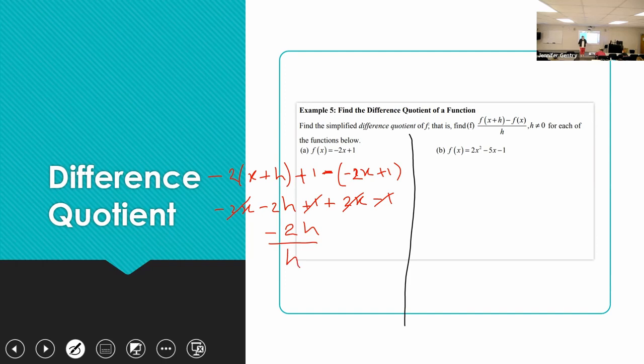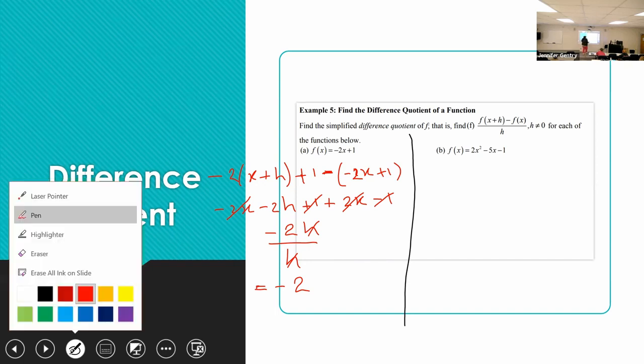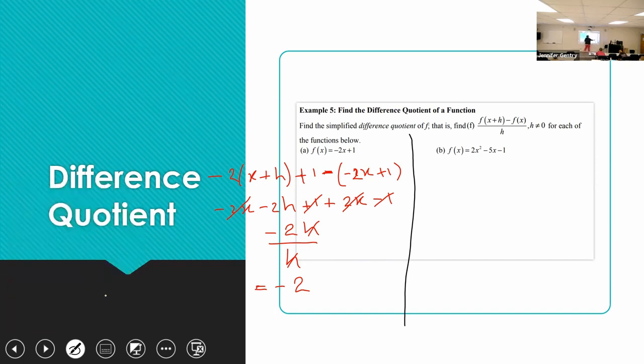Now what can I do? -2h over h. Cancel out the h's. Okay? So what's my answer? -2. All that for finding -2. Does that make sense? Yes. All we did is everything that we just did before, we plugged it into that formula with whatever it gave us. Okay? I'm gonna leave B for y'all to do on your own because it's the same thing.